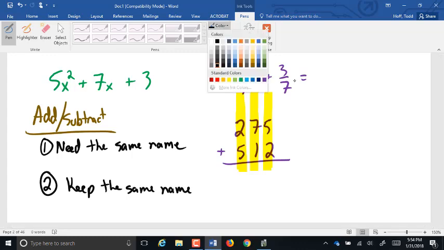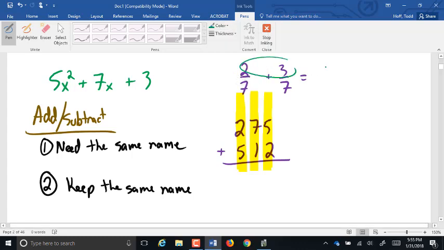So for our fractions, we combine the counts, 2 plus 3 is 5, but we kept the same name as sevenths. Whole numbers, we added down the column, 5 plus 2 is 7, that stays in the ones digit. 7 plus 1 is 8, that stays in the tens digit. And 2 plus 5 is 7, which stays in the hundreds digit.